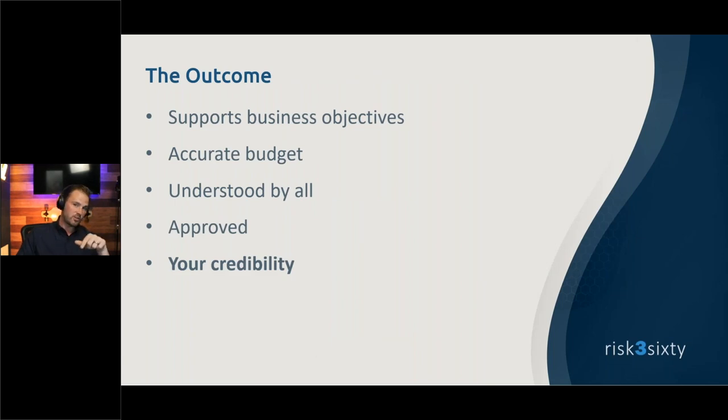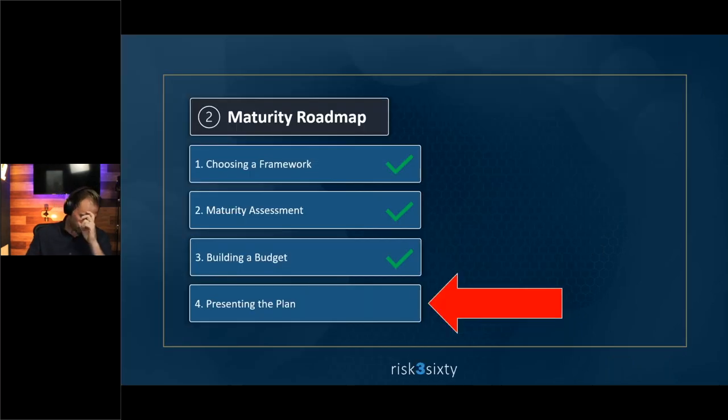And hopefully if you've done this right, you've done your current state assessment, you've got your maturity roadmap, you've built out a budget, and you've done a great job aligning that to your business objective. So there's a reason that your company wants to invest in security. You know what that reason is, and you've aligned your program to support that business objective. You've built an accurate budget, you've communicated it, everybody understands it, and you've gotten approved. And hopefully by doing these steps, you're really starting to build a great reputation for yourself and coming across as very credible. So that's what we want out of these steps so far.